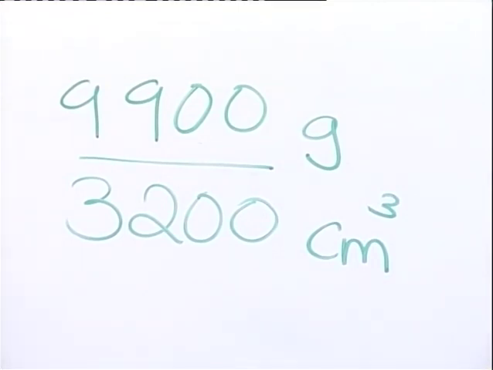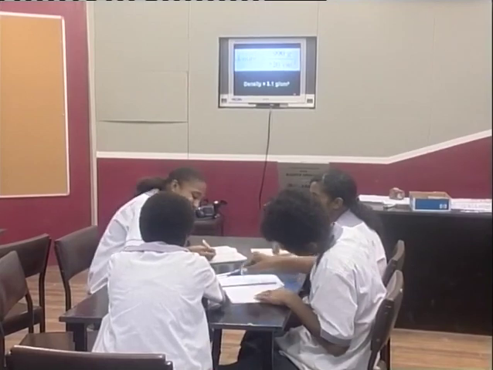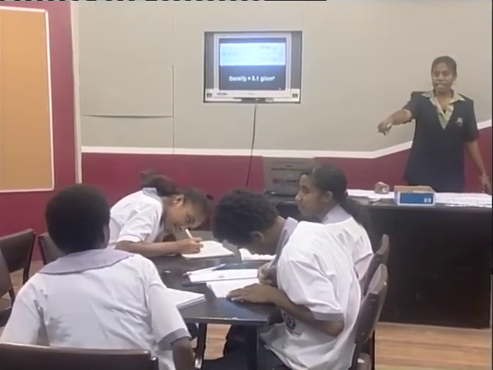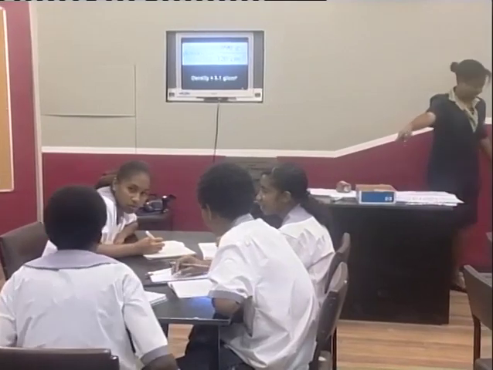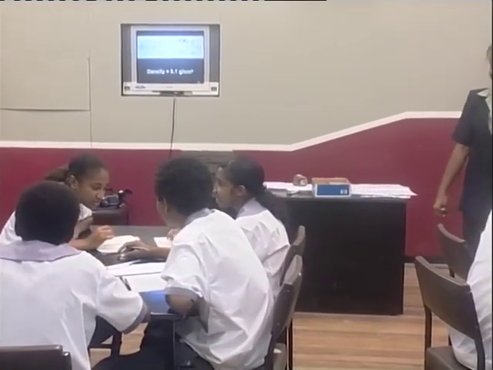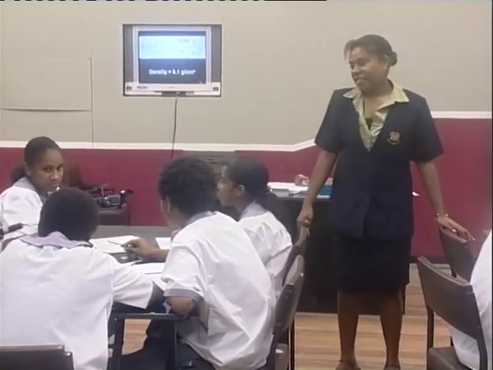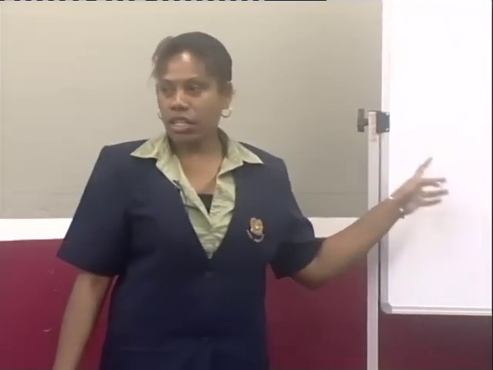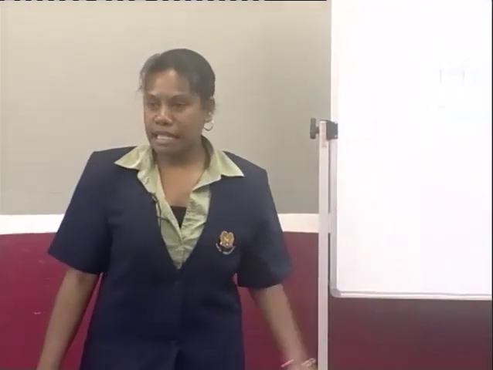Why are you multiplying it by 10 again? Okay, yes. All right, let's have Cynthia. Okay, Cynthia. 3.1. 3.1 what? Gram per cubic centimeter. Okay, thank you, Cynthia. All right. Cynthia said 3.1 grams per cubic centimeter.